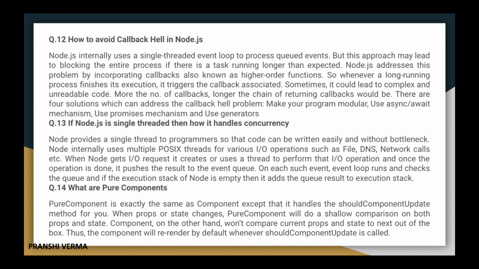Non-blocking I/O. Node.js uses non-blocking I/O to handle requests. This means that when a request is made, the thread does not wait for the response. Instead, it moves on to the next request. This allows Node.js to handle multiple requests simultaneously without blocking.